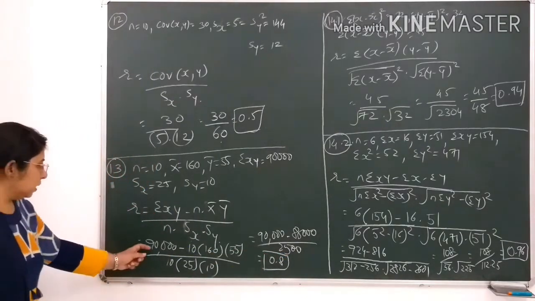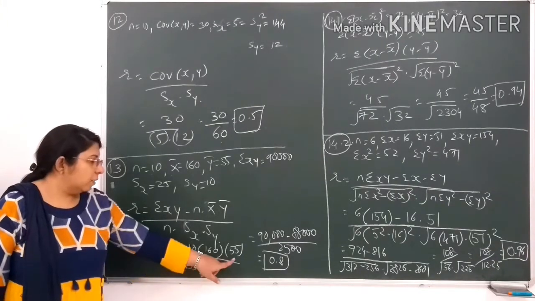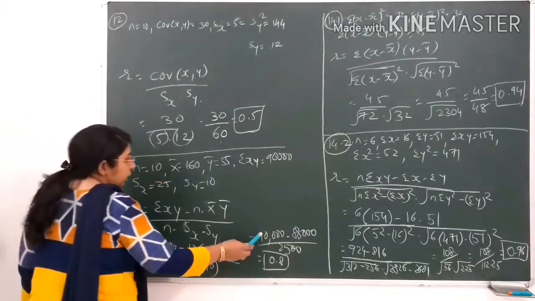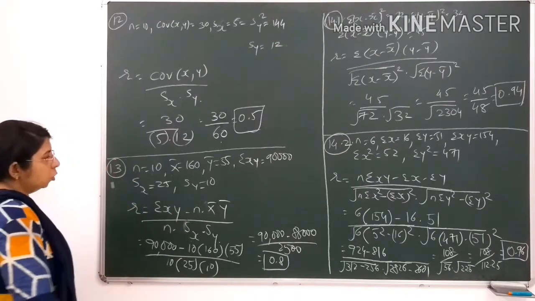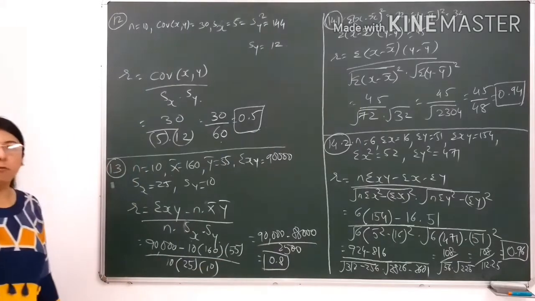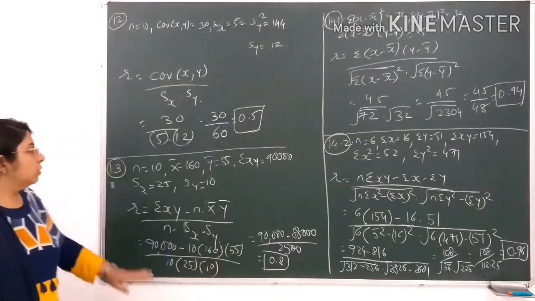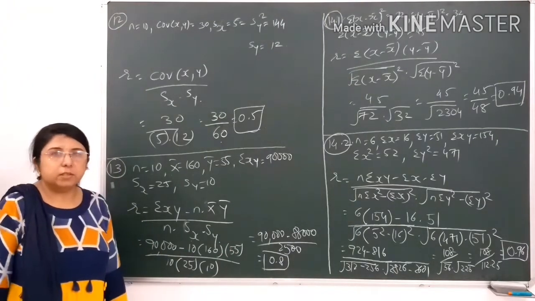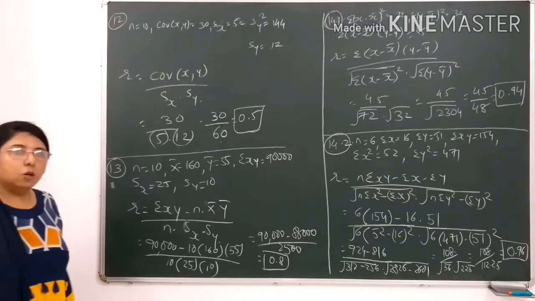In the numerator, that is 90,000 minus 160 into 10, it will come to 1600. 1600 into 55 would come to 88,000. So 90,000 minus 88,000 would come to 2,000. 2,000 divided by 2,500, the value of the correlation coefficient would come to 0.8. So this way, it depends which formula has to be utilized in which sum, according to the values that have been given to you in the question.